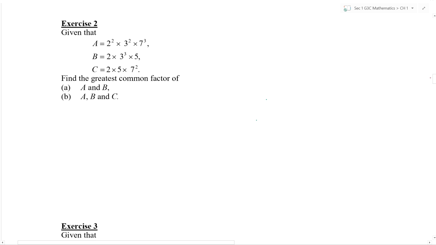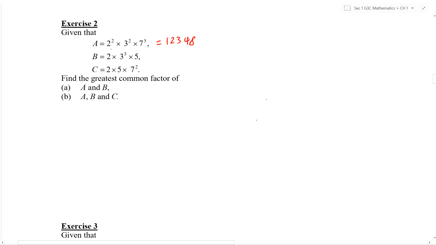Okay, let's do exercise 2 first. So we've got 3 numbers, they are A, B, and C. I know that you can find out what is A. You may be very tempted to go and use your calculator. Oh, A is actually 4 times 9 times 7 cubed. So 4 times 9 times 7 power 3. You may want to do this. This is 1, 2, 3, 4, 8. But that is not what the question wants. So what if you have this answer? It doesn't help you in any way.